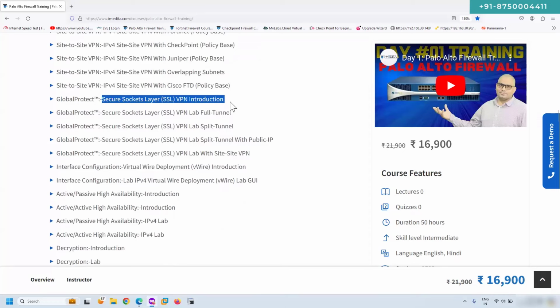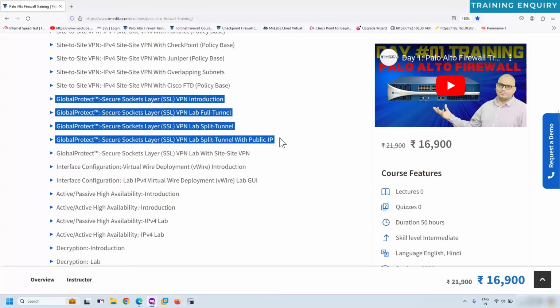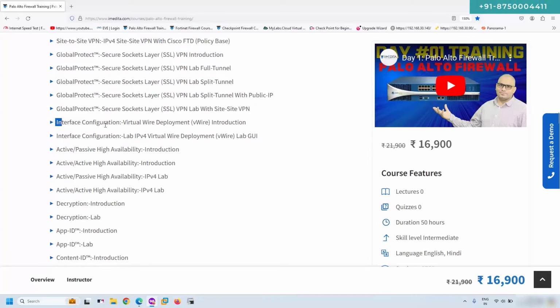Next is SSL VPN. Palo Alto markets SSL VPN with the name of GlobalProtect. So GlobalProtect is actually SSL VPN. Here we will learn what is SSL VPN, and we will learn how to implement SSL VPN or GlobalProtect VPN with full tunnel mode, with split tunnel mode, with split tunnel with public IP, as well as with site-to-site VPN integration.